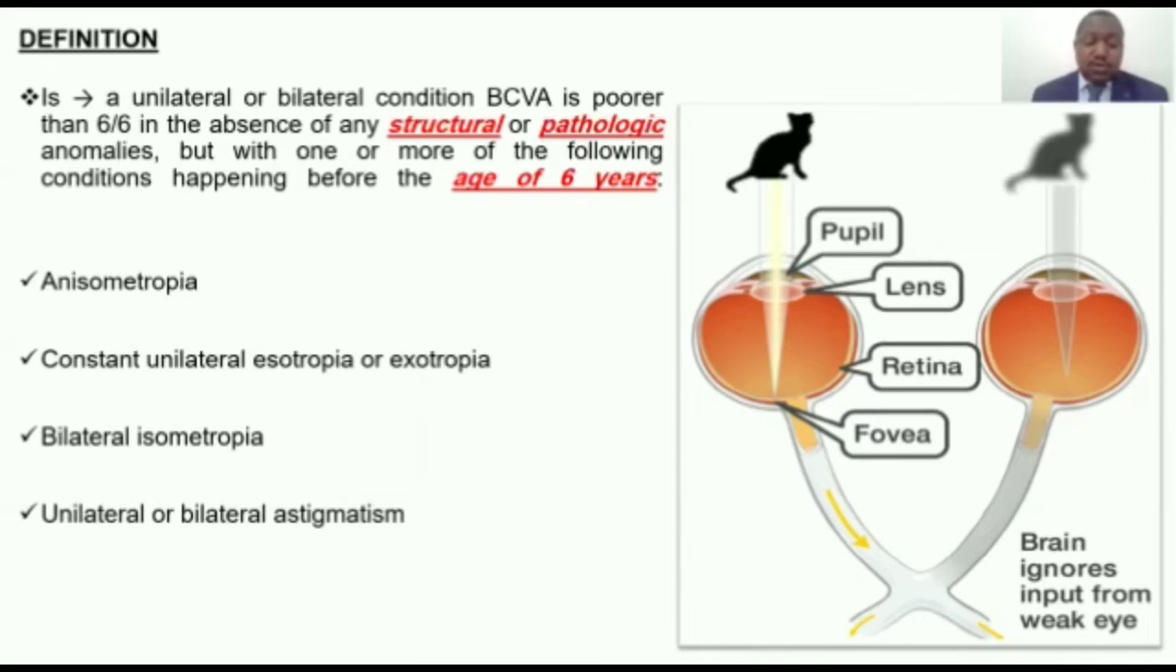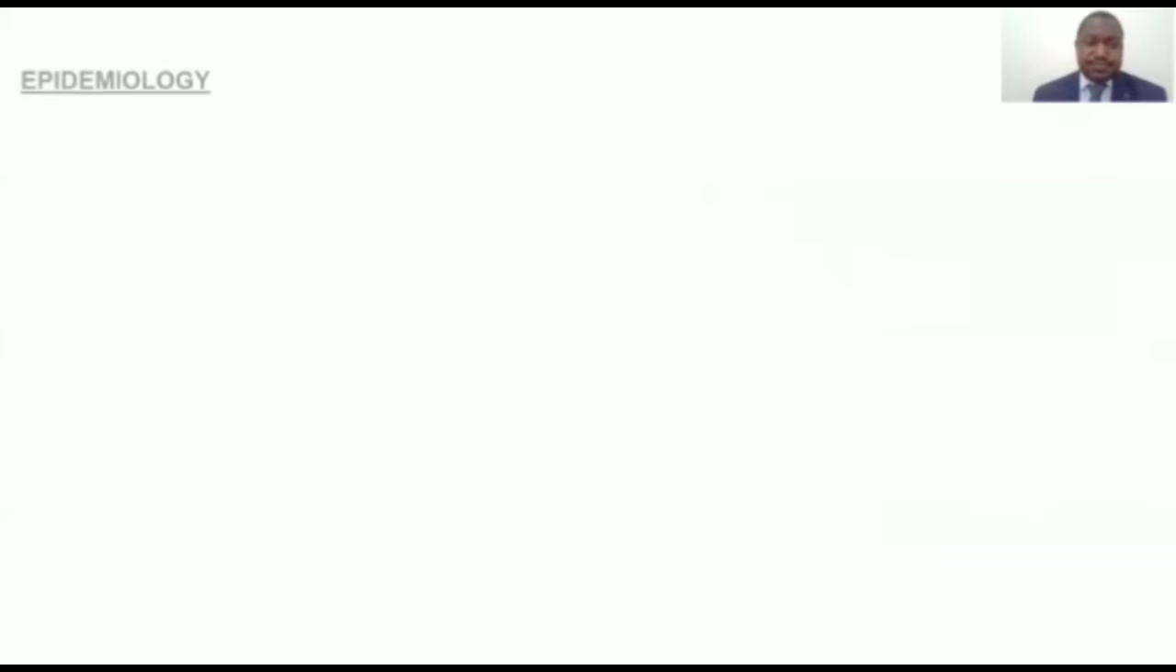And also unilateral or bilateral astigmatism. Unilateral or bilateral astigmatism also, if uncorrected, could lead to development of amblyopia. And also image degradation: any problem that reduces the quality of the image formed on the fovea could lead to development of amblyopia. Any problem happening before the age of 6 years that affects the formation of the retinal image during this critical period could lead to development of amblyopia.